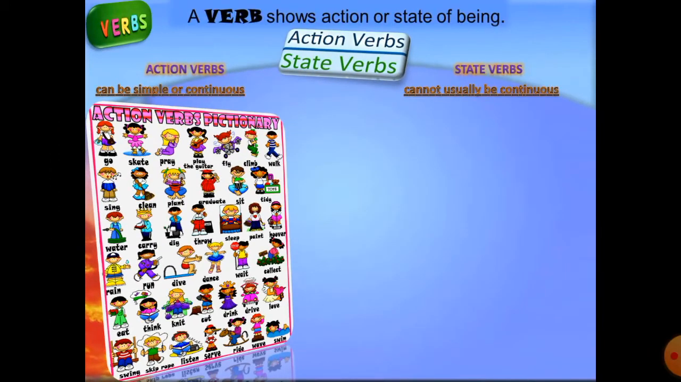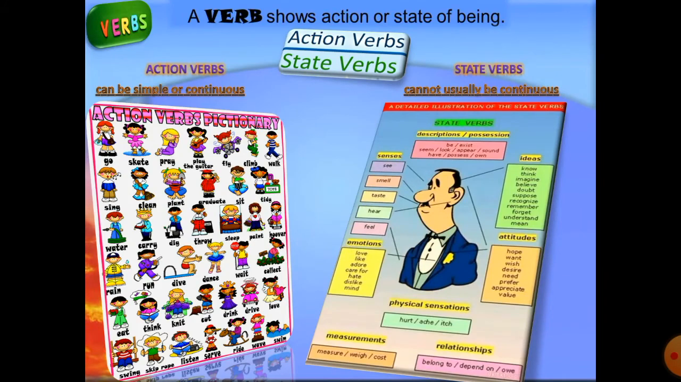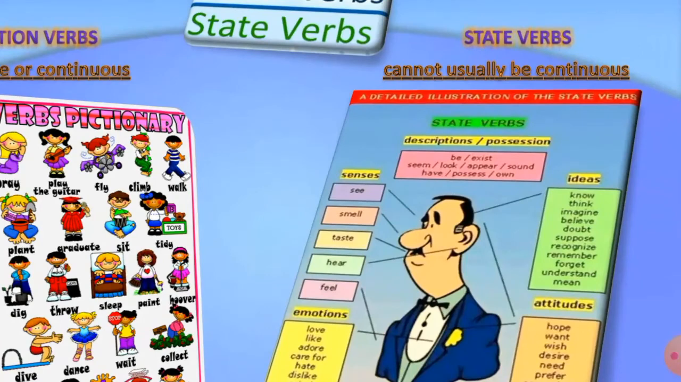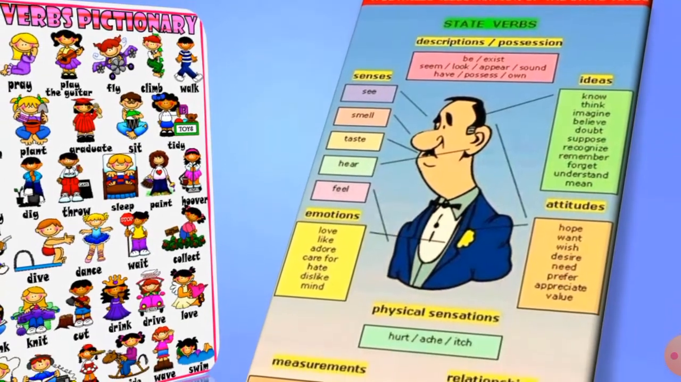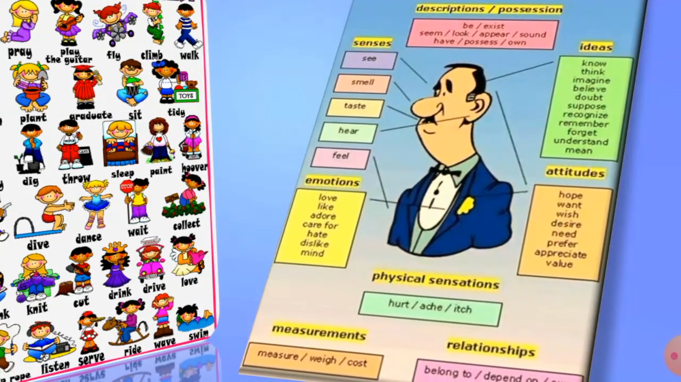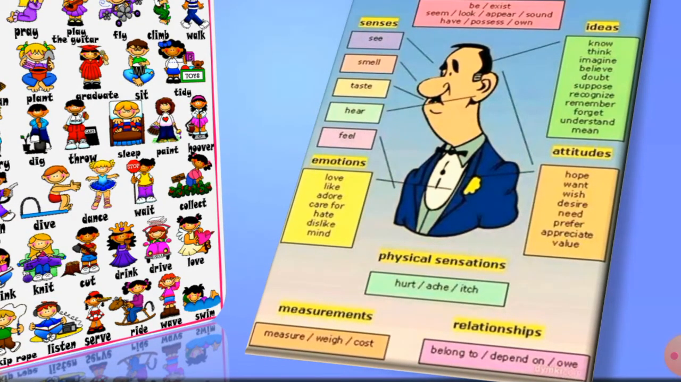Now for the state verbs, I have found also this beautiful worksheet. Thank you, guy who made it. It's a detailed illustration of the state verbs. So state verbs can be used for description, possessions, for senses, for ideas, for emotions, for attitudes, for physical sensations, for measurement, and for relationships. So for example, we cannot say liking, cannot say seeing, smelling. Of course, we have some exceptions here.